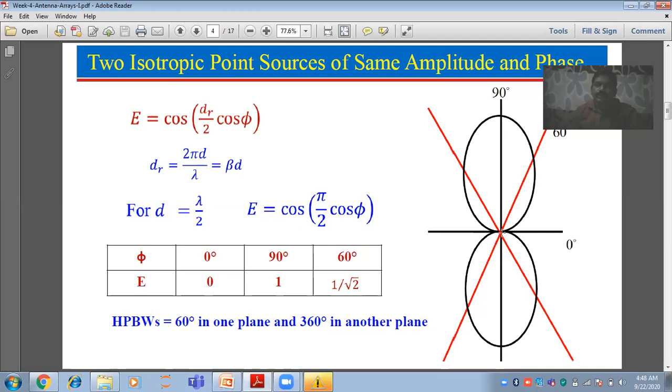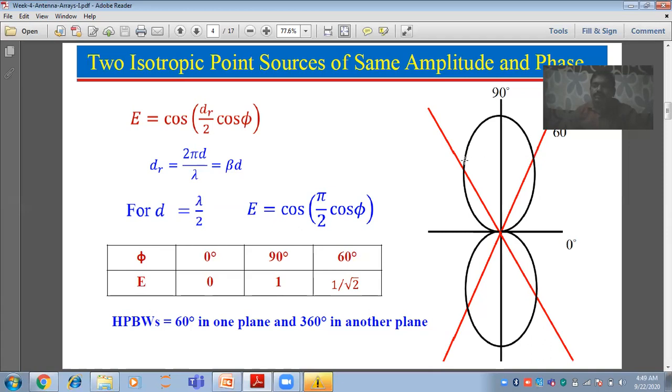That means we have studied field maxima and field minima. Here there is almost zero field, so this direction is said to be a null direction, since there is no radiation at all in this direction. And this is said to be the 3 dB direction, since there is a 3 dB point along phi equal to 60 degrees. This red line represents phi equal to 120 degrees, because these are symmetric.